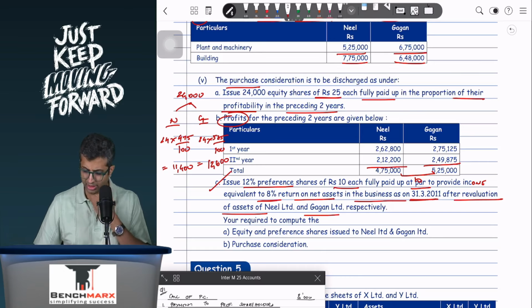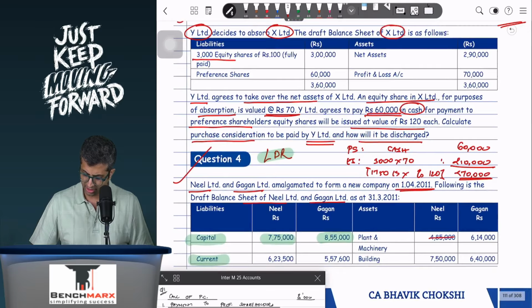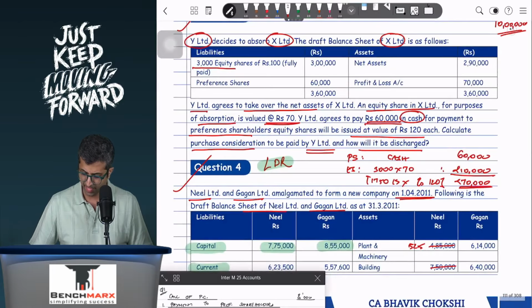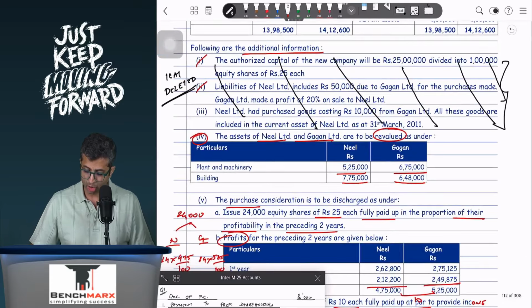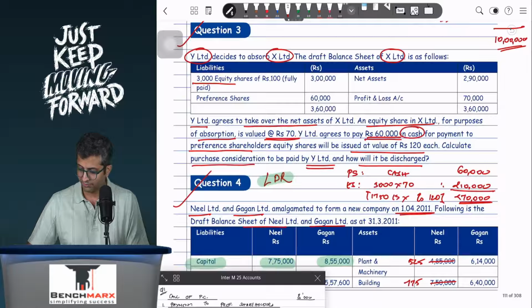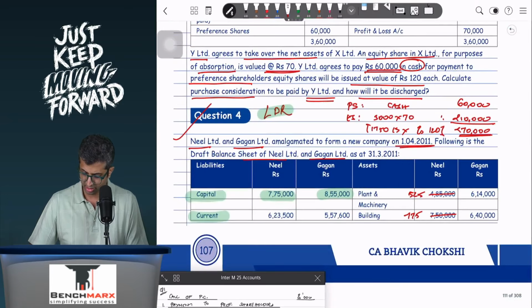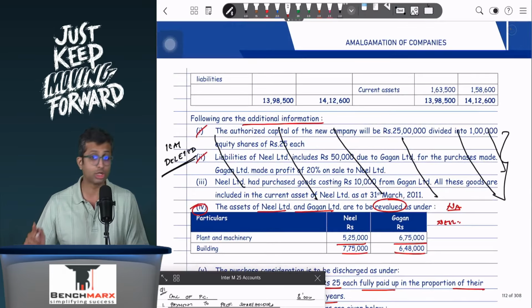Okay, so over here if I look at Neil, plant and machinery is 525 and building is 775. Is there any other asset? Yes, current assets of 163,500. So if I look at the net assets of Neil, this would be 525 plus 775 plus 163,500. That is total assets, not net assets.